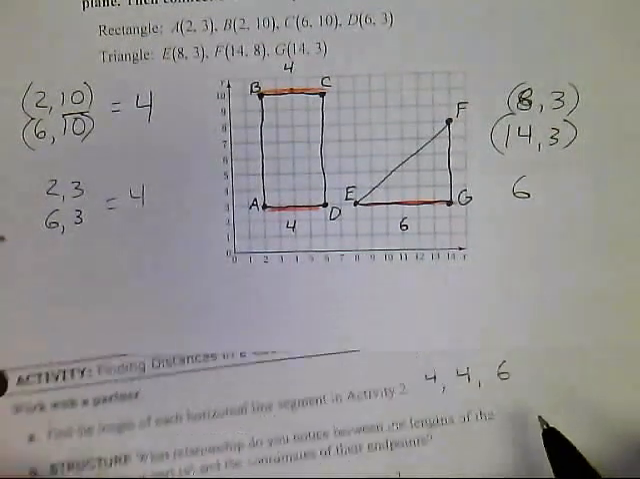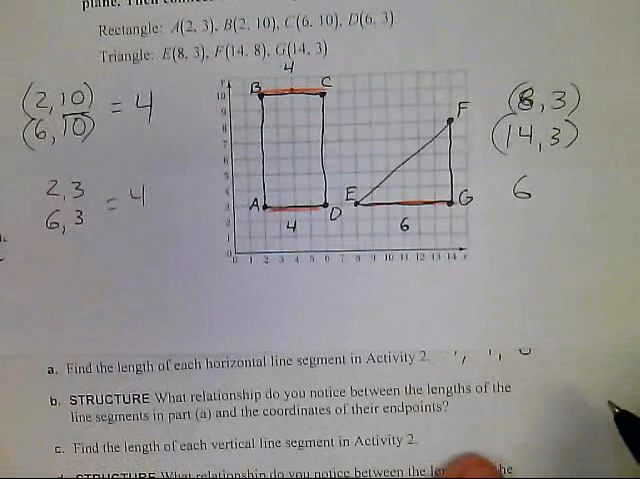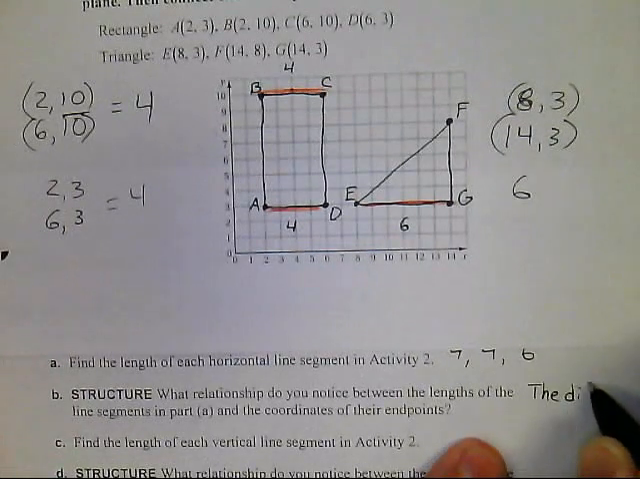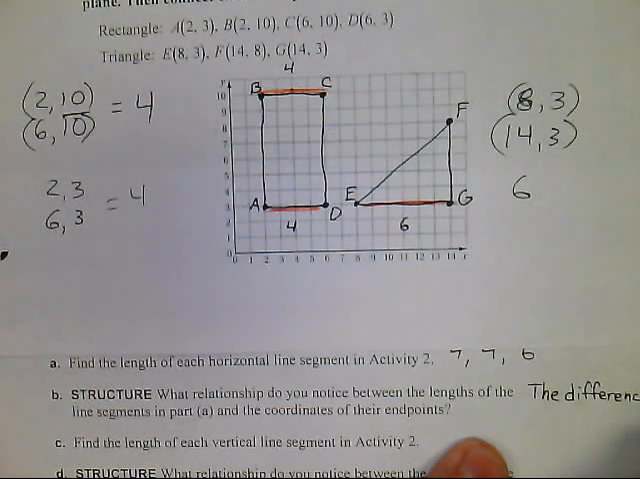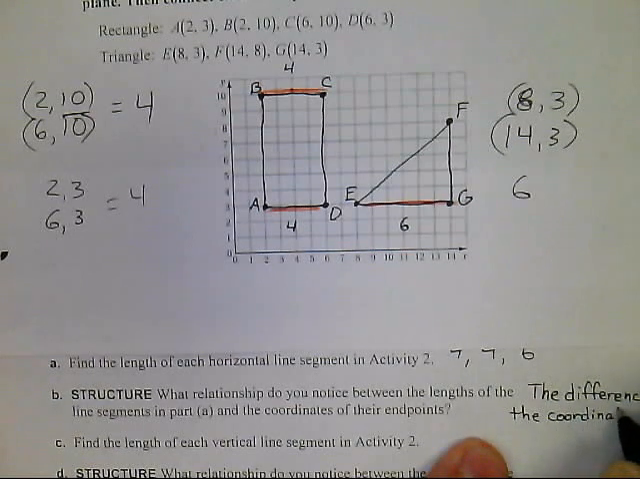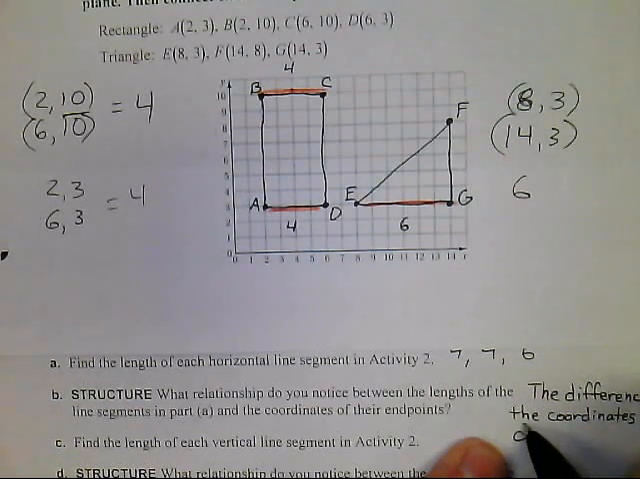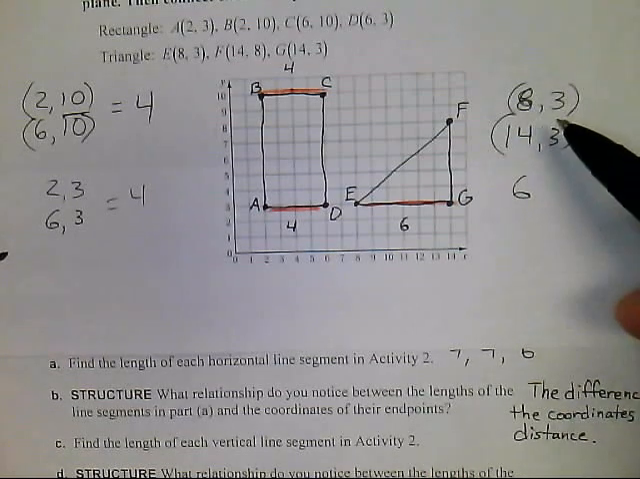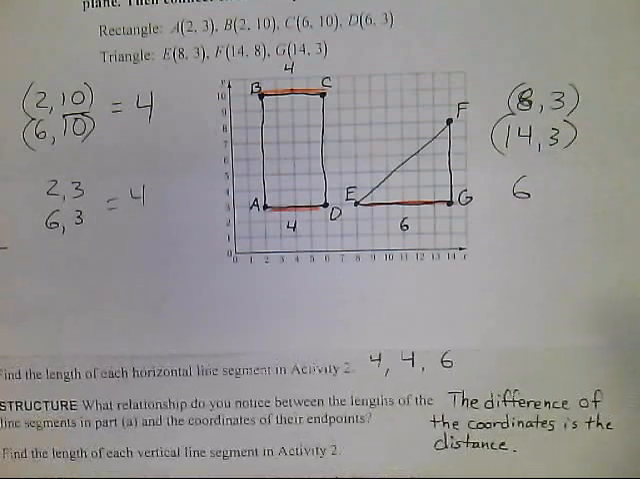So the relationship we've realized is that the difference of the coordinates is the distance. So basically, if you subtract your unlike coordinates, you're going to find out your distance.